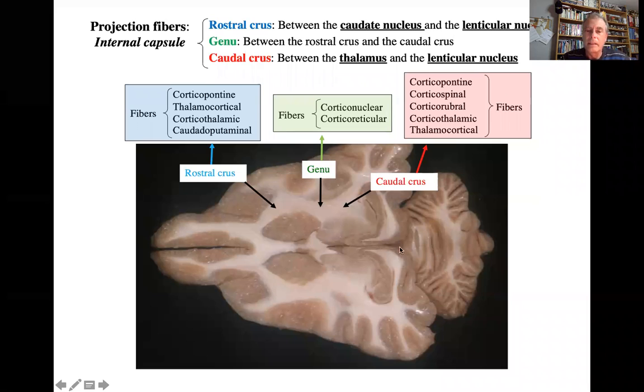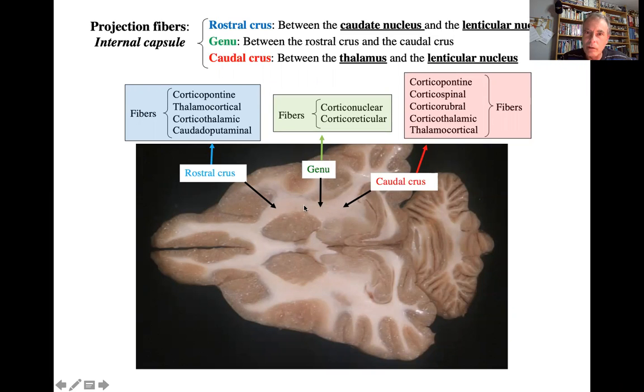This is a dorsal section in order to focus on the internal capsule. The cerebellum behind, the caudate nucleus right here, the hippocampal formation, the parahippocampal gyrus, both thalami. And then you see this is the internal capsule. The internal capsule is divided in three portions: the rostral crus, the genu and the caudal crus.